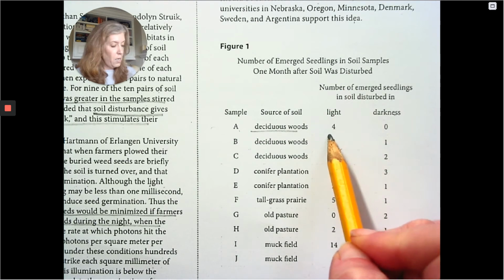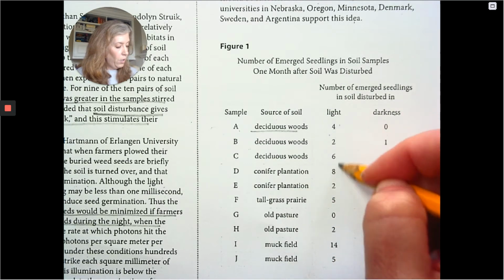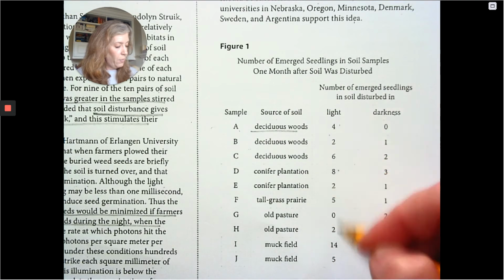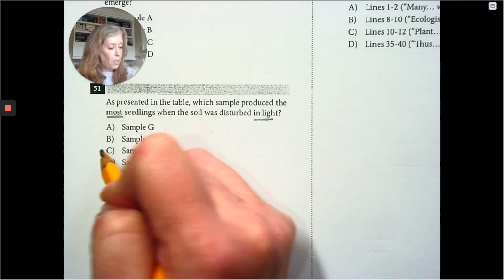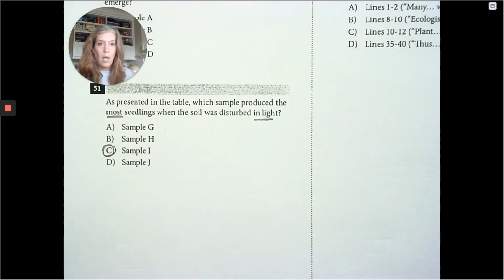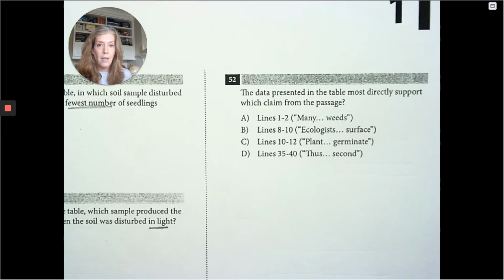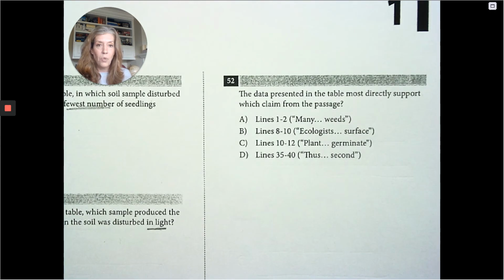Here's our light side. We're looking for the most. There's 8. Oh, but there's 14. Muck field is sample I. Sample I. And finally, the data presented in the table most directly support which claim from the passage.